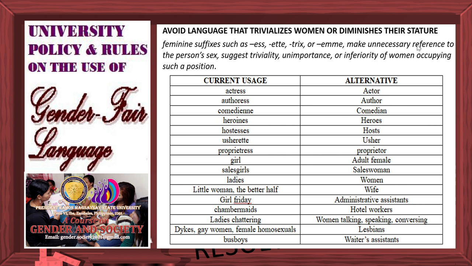So actress, you can use actor. Authoress, author. Comedienne, comedian. Heroines, heroes. Hostesses, hosts. Usherette, usher. Proprietress, proprietor. Girl, adult female. Salesgirls, salesperson. Ladies, women. Little woman, the better half: spouse or wife. Girl Friday, administrative assistant. Chambermaids, hotel workers. Ladies chattering, women talking, speaking, conversing. Dykes, gay women, female homosexuals, lesbian. Busboys, waiter's assistant.